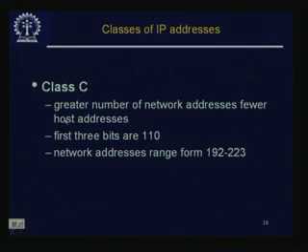Class C has a greater number of network addresses and fewer host addresses. The first 3 bits are 110. So, network addresses range from 192 to 223.